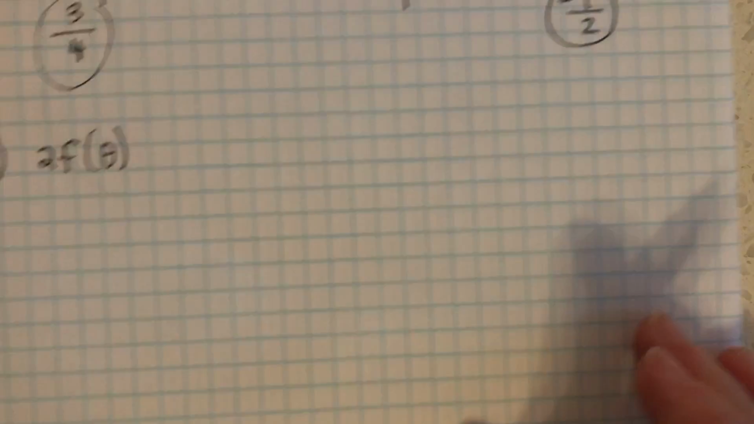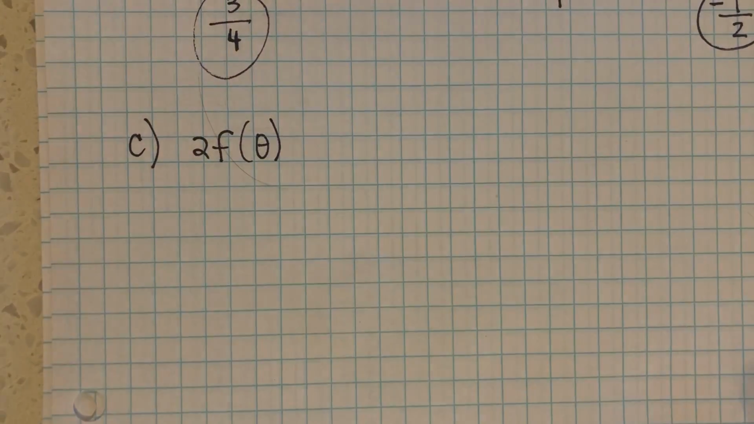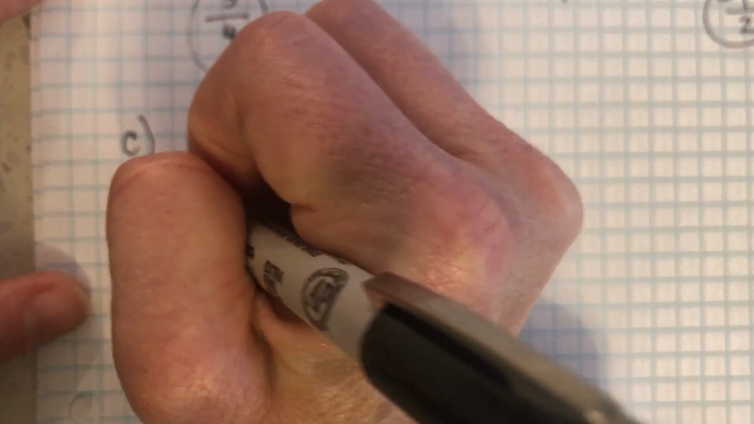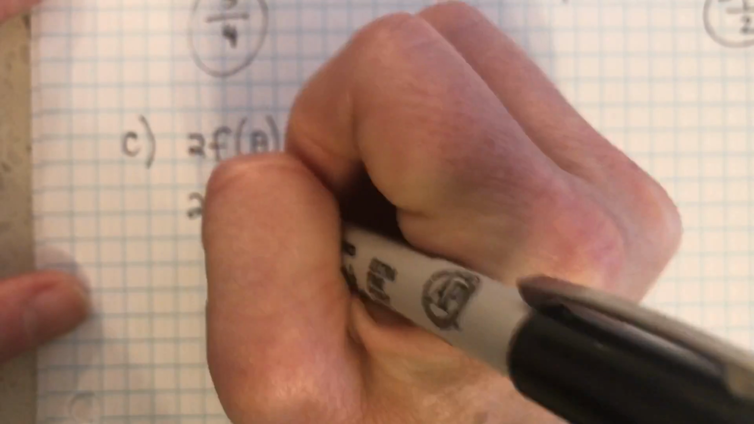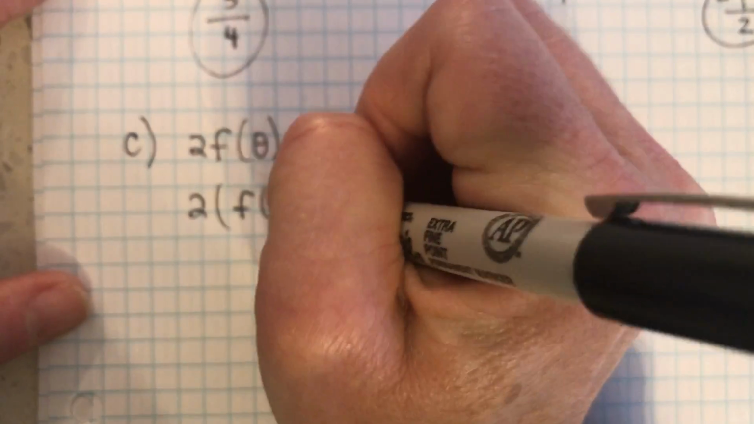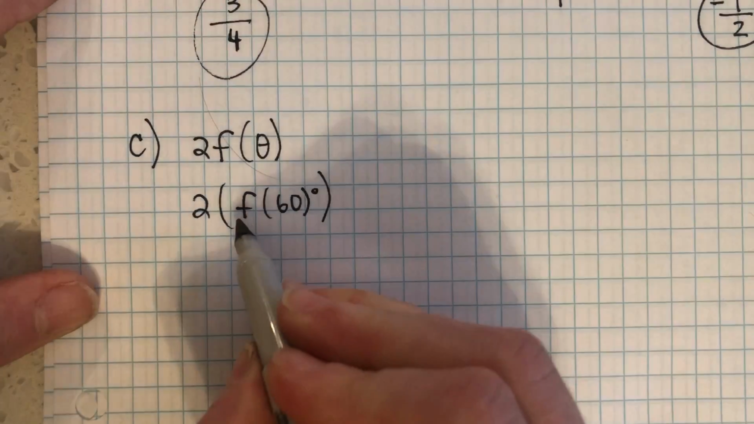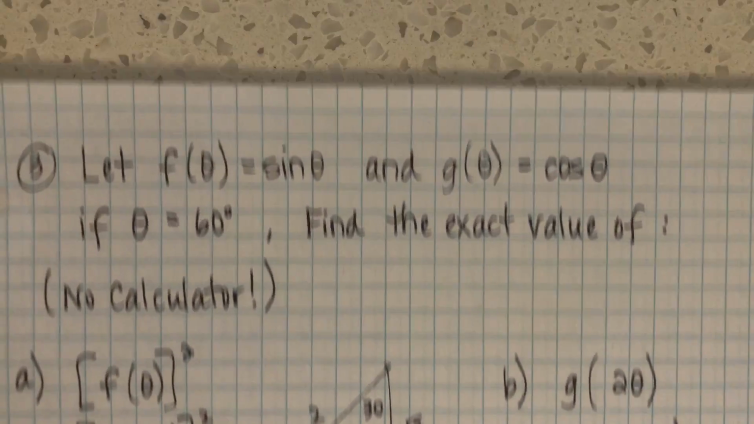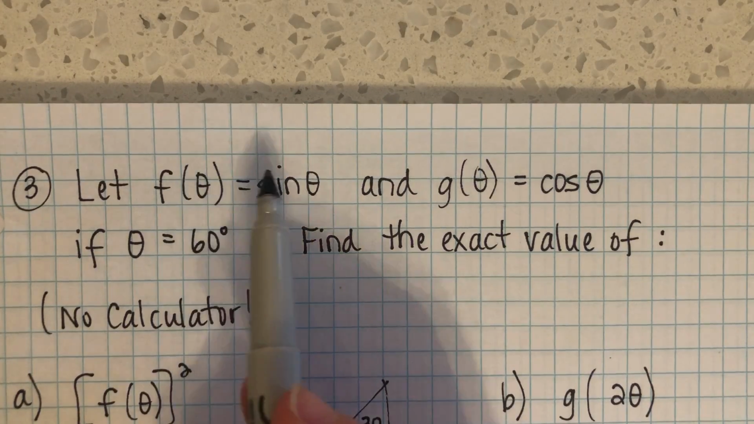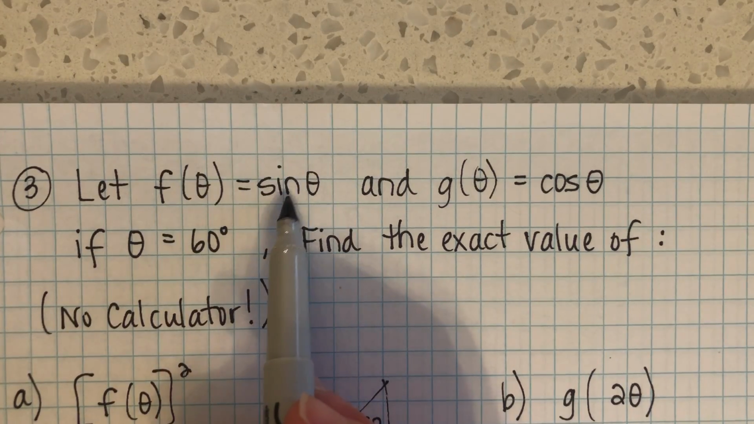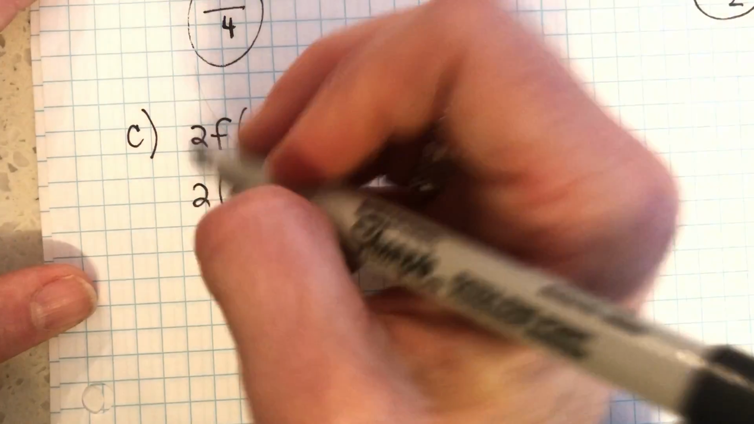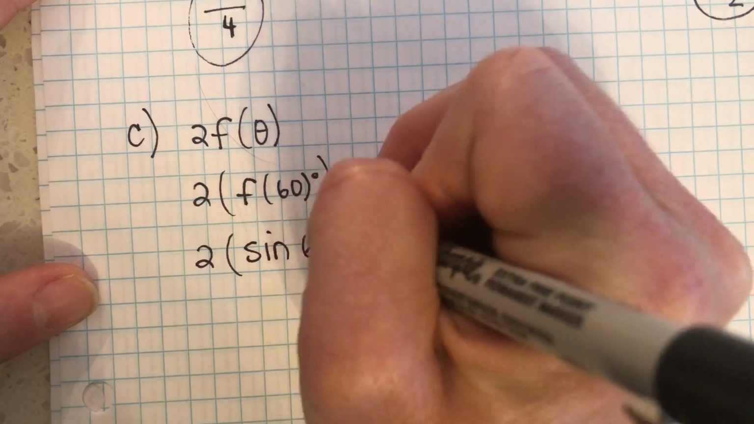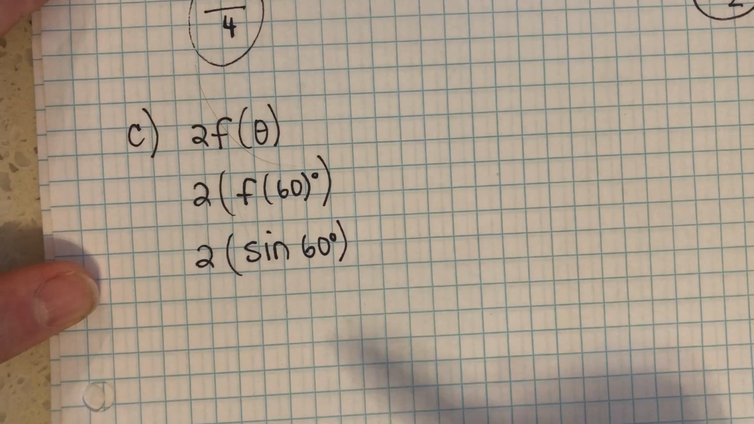Okay. How about this one? What's 2 times f of theta going to be? Well, remember, they already told us that theta is 60. So this is 2 times f of 60 degrees. All right, well, f of 60 degrees means you're plugging 60 degrees into function f. Well, if you plug 60 degrees into function f, that means you're taking the sine of 60 degrees. So this is really 2 times the sine of 60 degrees. Well, what is the sine of 60 degrees?